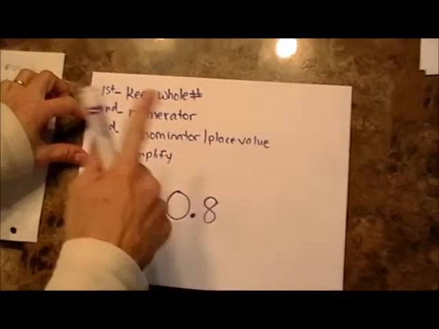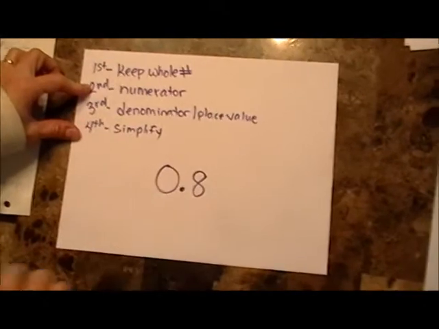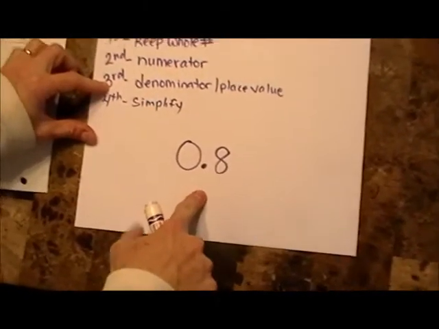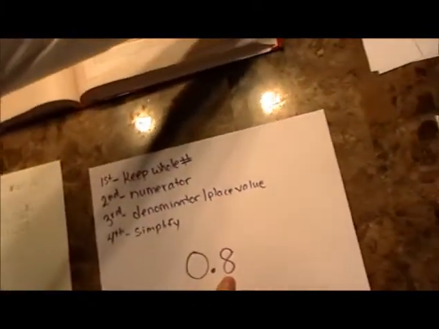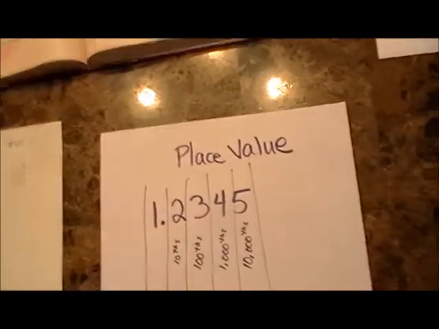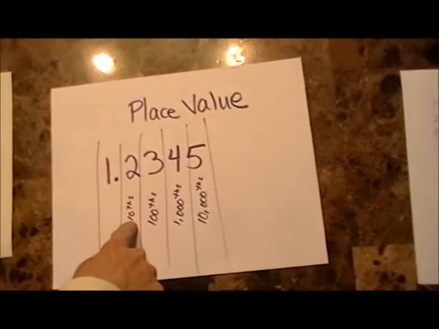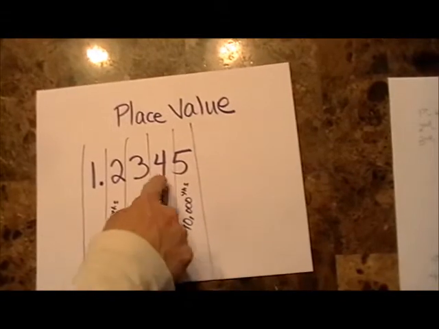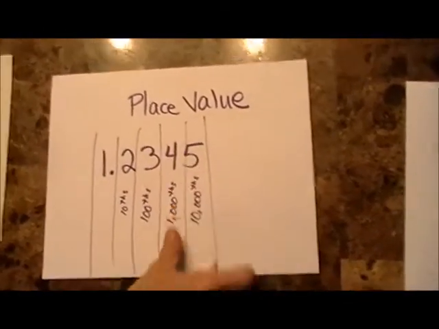Second is to write all the digits that are behind the decimal as the numerator. Third, you look at the place value of the last digit to determine the denominator. You remember the place value chart. I made another one here. 1 spot behind the decimal is called the tenths. 2 spots behind the decimal is called the hundredths. 3 spots behind the decimal is called the thousandths. And 4 spots behind it is the 10,000ths. We studied that earlier. I'm sure you remember that.